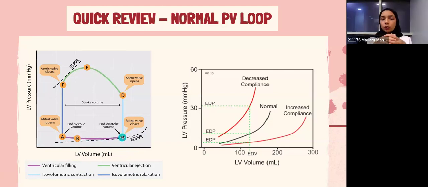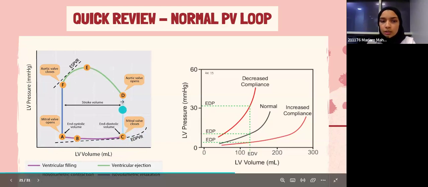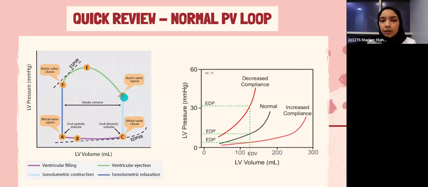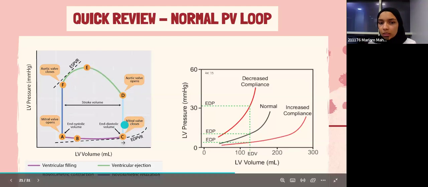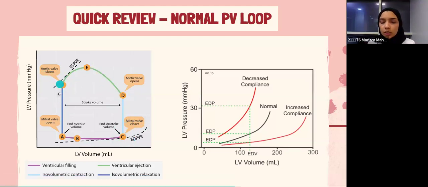Then the ventricle starts to contract. There is the isovolumetric contraction: there is no change in the volume, the pressure is just increasing, until the aortic valve opens. Then the volume decreases because you're pushing the blood out of the ventricle to the aorta, until the aortic valve closes. And then there is the isovolumetric relaxation. When the mitral valve closes, this is the S1, and when the aortic valve closes, this is the S2.